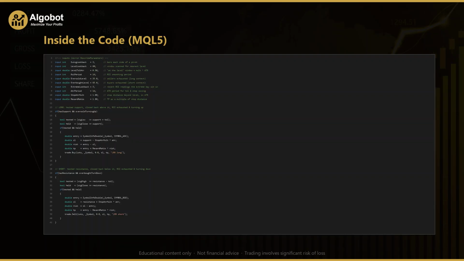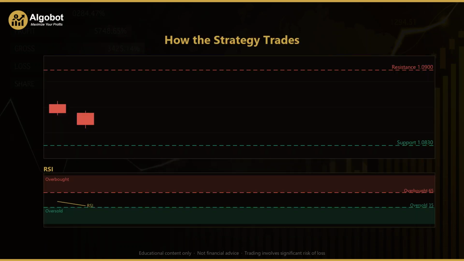Notice that both sides use the same structural logic. The level defines where the idea is wrong, and that distance defines the reward target. It's symmetrical, transparent, and easy to audit, which is exactly what you want when you're studying a strategy. Now let's bring it all together on the chart.